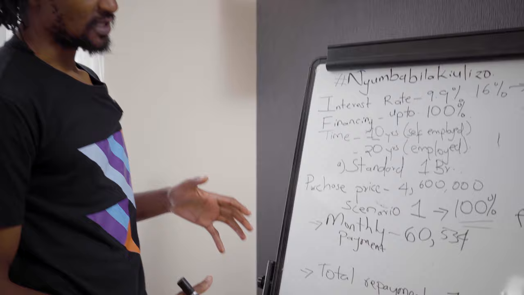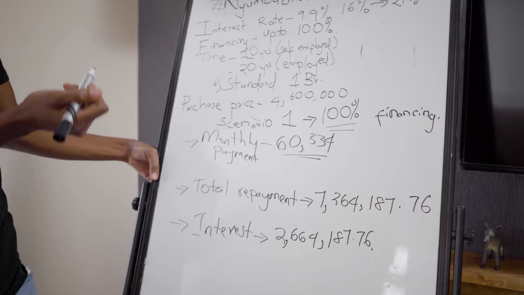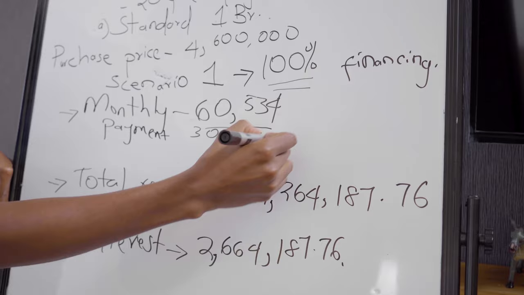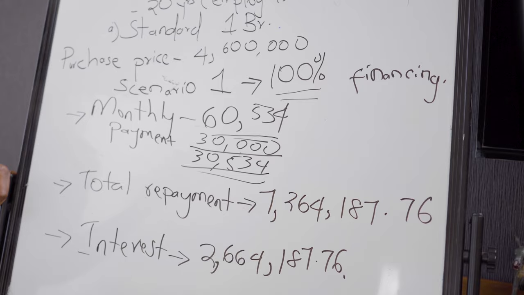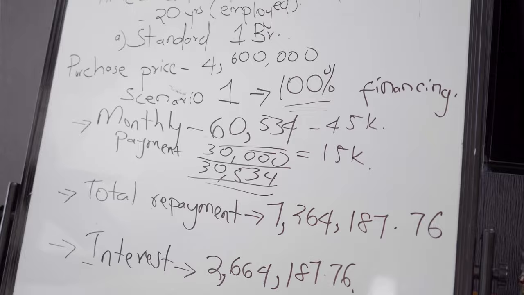This means, number one, getting 100% financed is expensive, period, because 60,000 is quite steep. If this person was to rent out this house, and the rent value of this house is 30K, then 30K will be coming from your tenant. So you deduct 30K from this figure, meaning at the end of the month, what will come from your pocket is 30,534, assuming you've rented it unfurnished. If you rented it as furnished, you get 45K, so you minus 45K and this comes to about 15,000. So there are several ways you can go about reducing this 60,000.